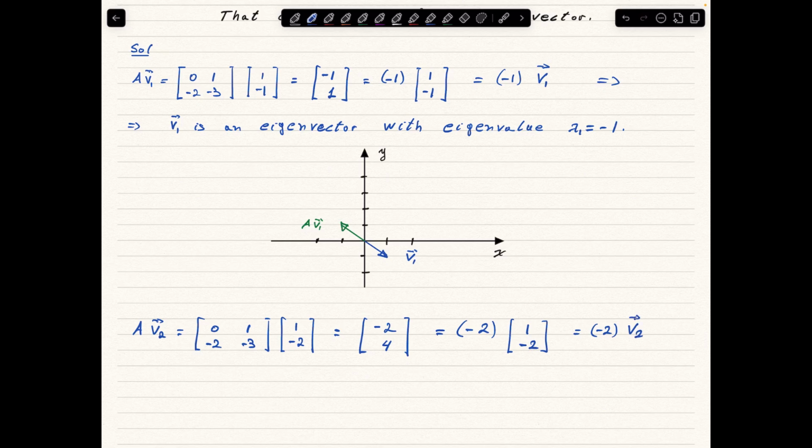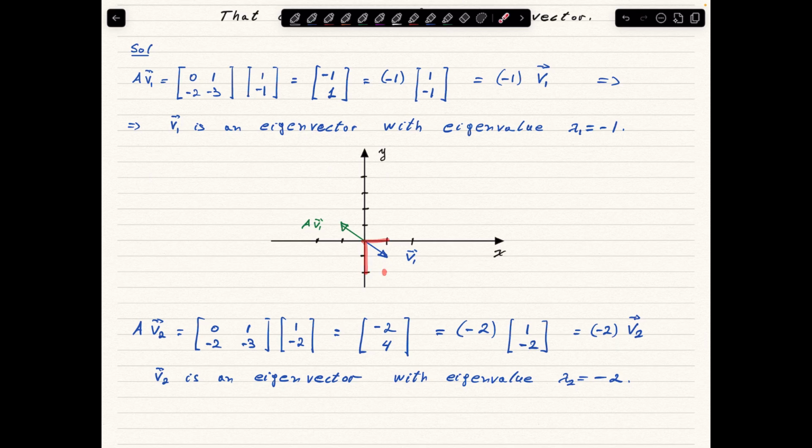So what that says is that v2 is an eigenvector of matrix A with eigenvalue lambda 2 equal negative 2. So if we draw the vector, what vector is the vector 1, negative 2. So let's go in blue, is the vector 1, negative 2.